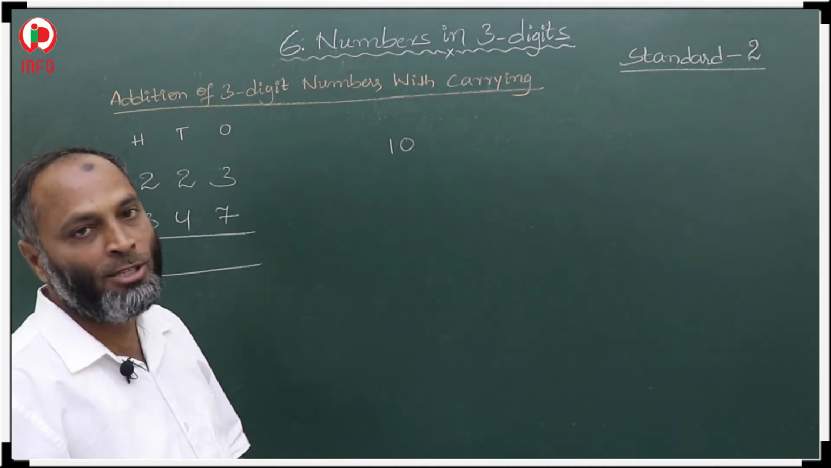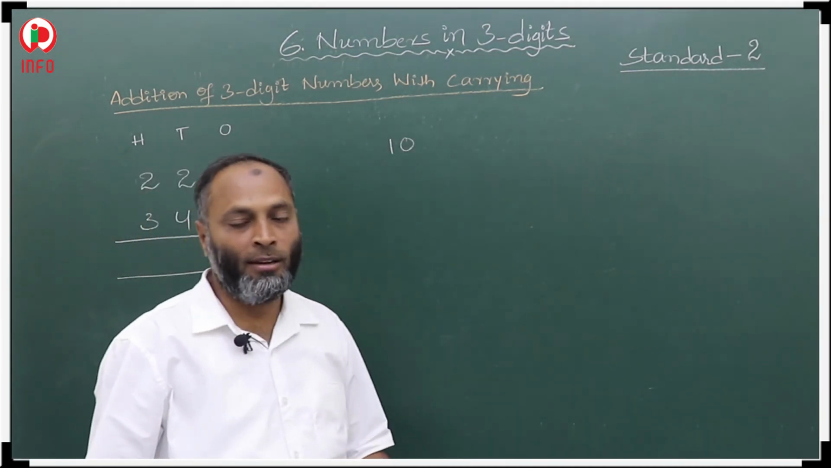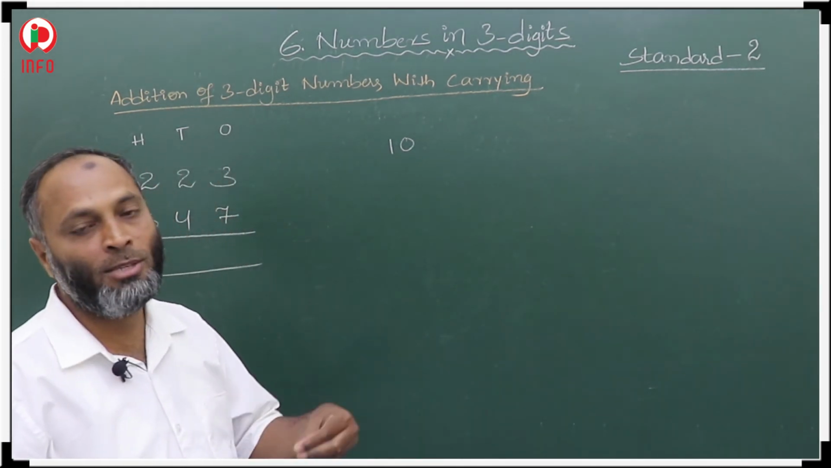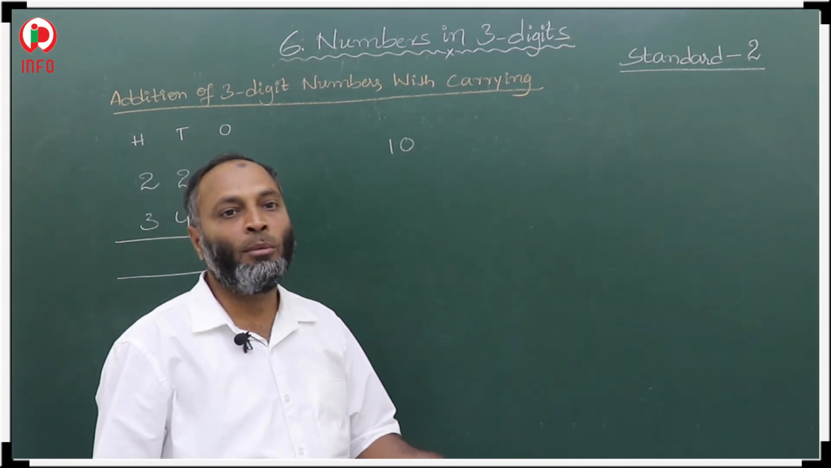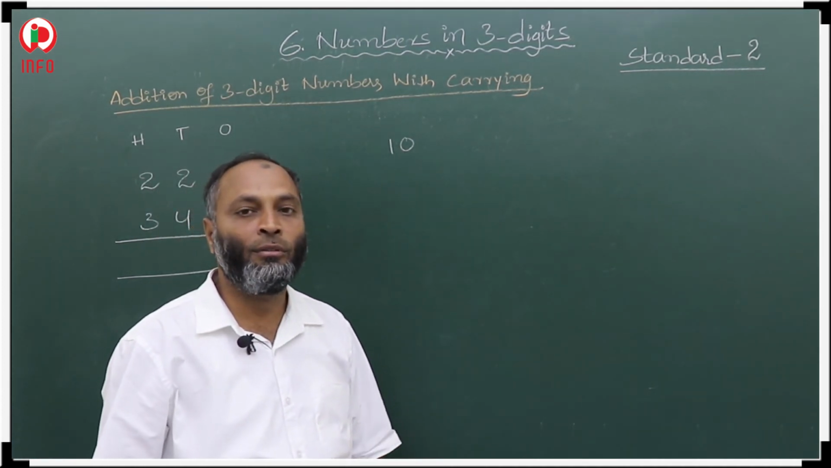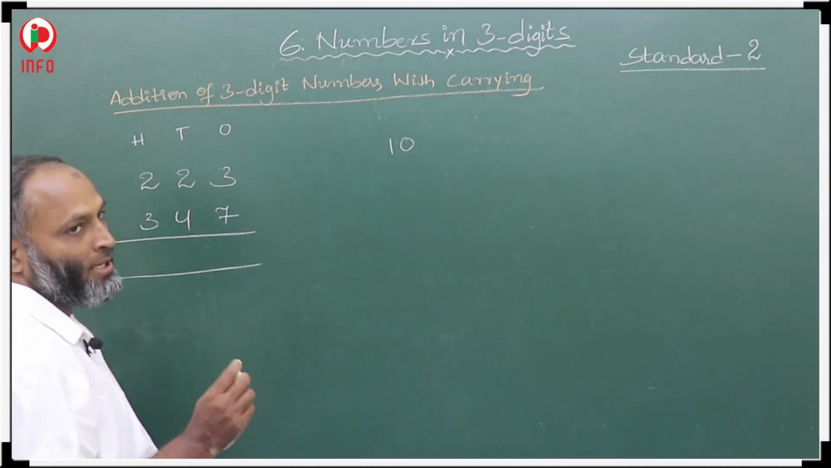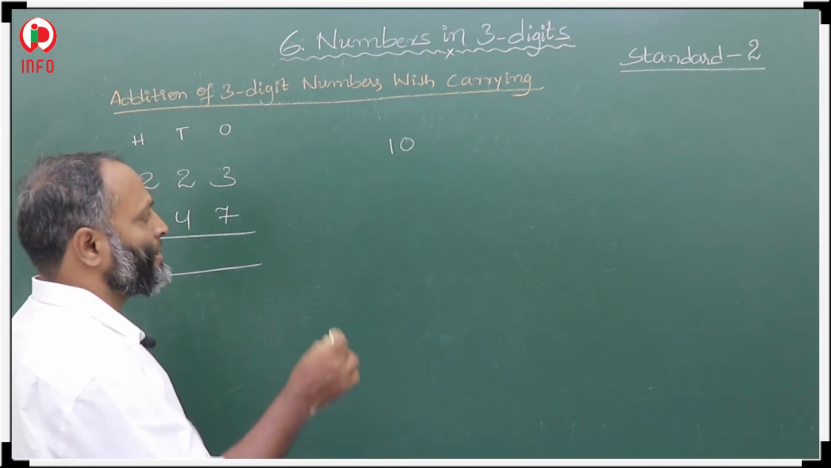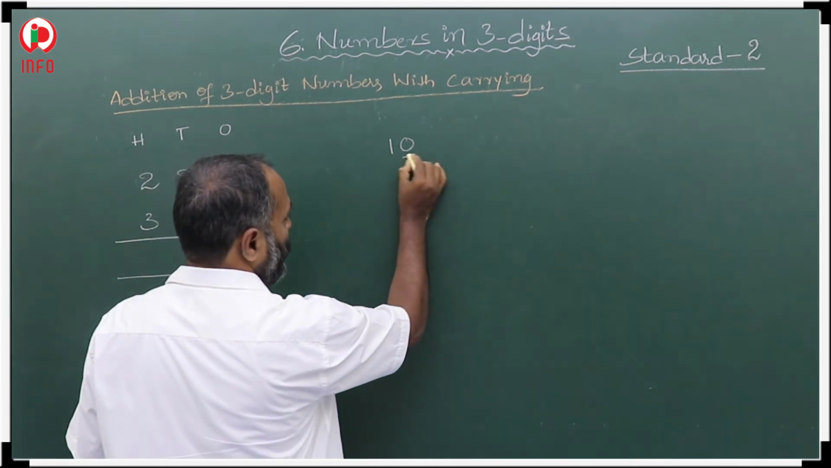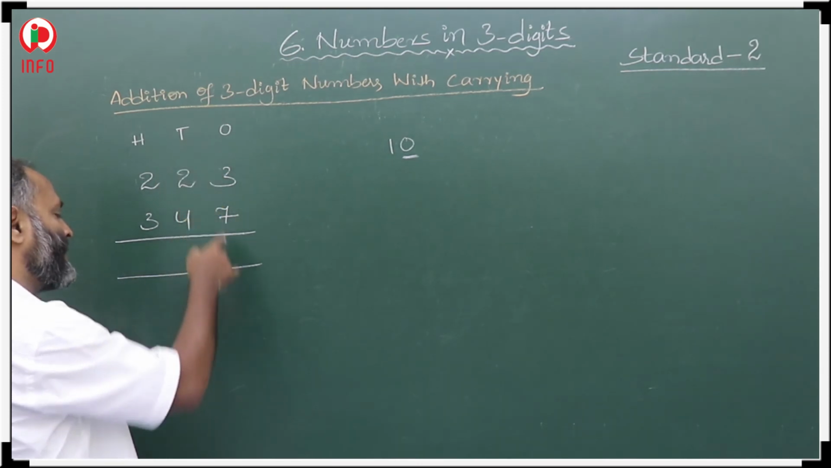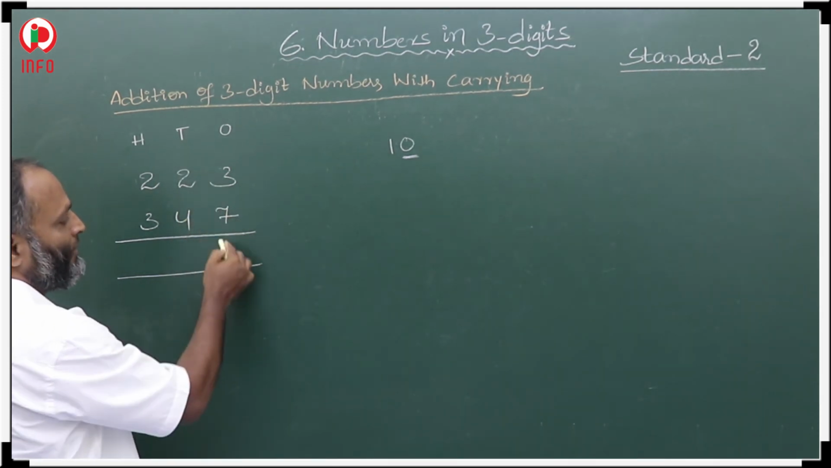So if addition is more than 9, so after adding, the sum is more than 9. Then what we have to do? See here. So listen carefully. If sum is more than 9, the right value we have to keep below that added column. So here we have to take 0.